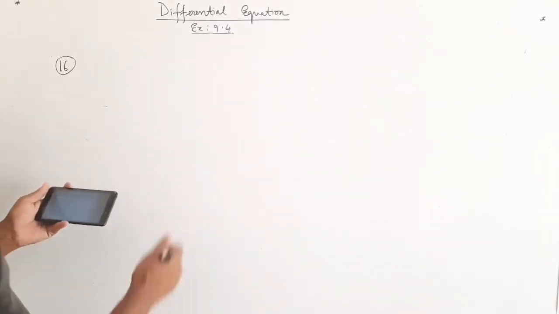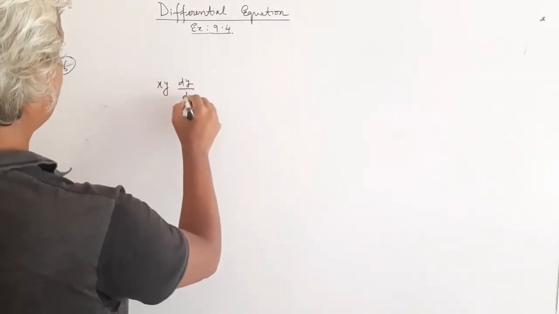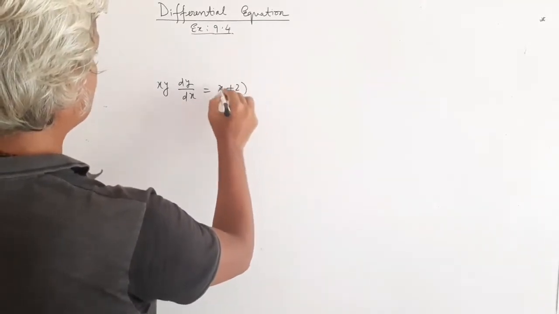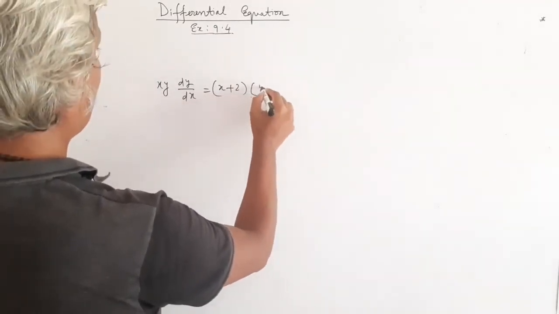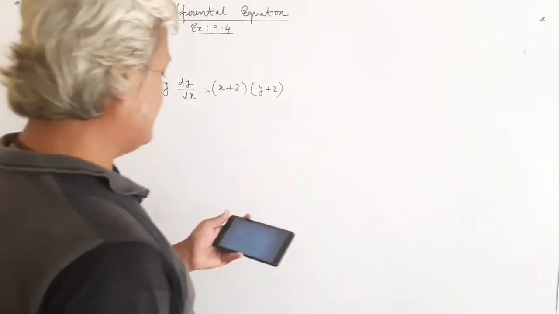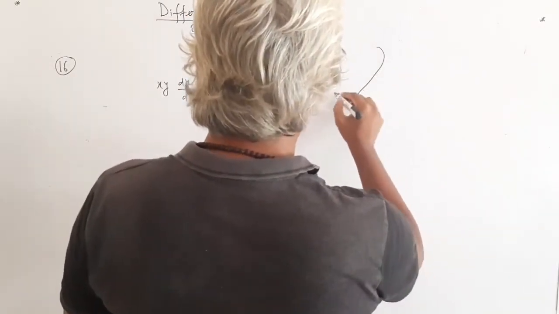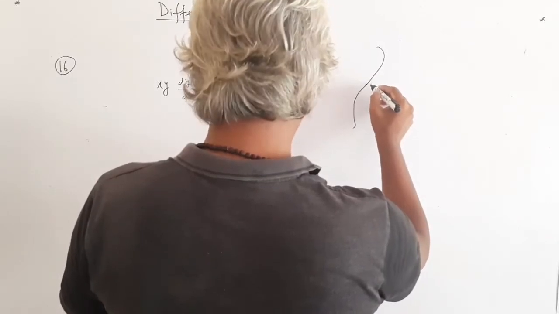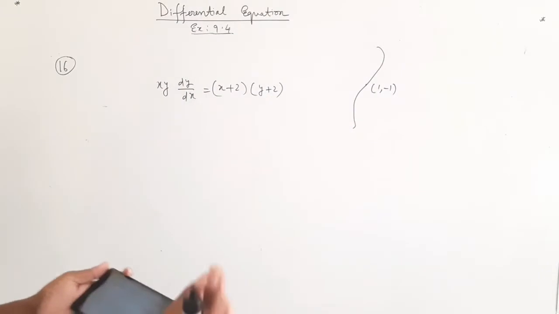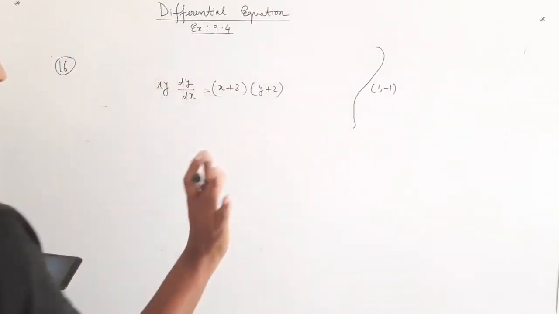Now it says that for the differential equation xy dy over dx equals (x plus 2)(y plus 2), find the solution curve passing through (1, -1). So this is my curve and it is passing through (1, -1). This is not a proper curve, I have just drawn a random curve, so don't try to understand that this curve represents this whole differential equation.